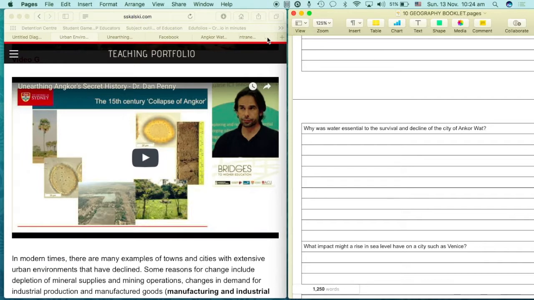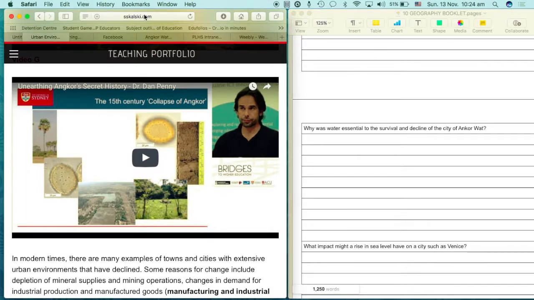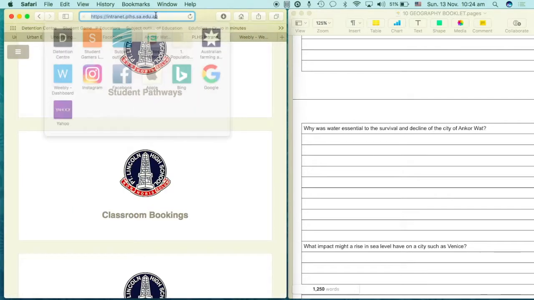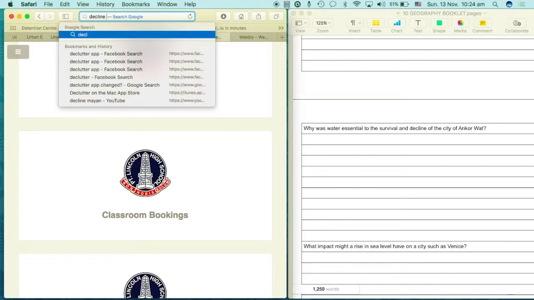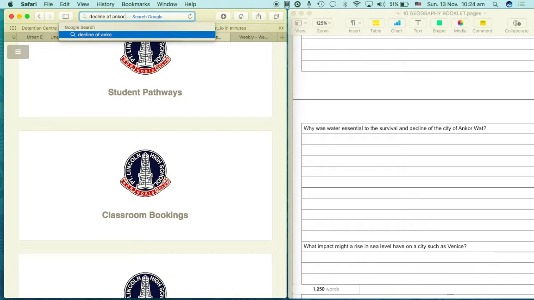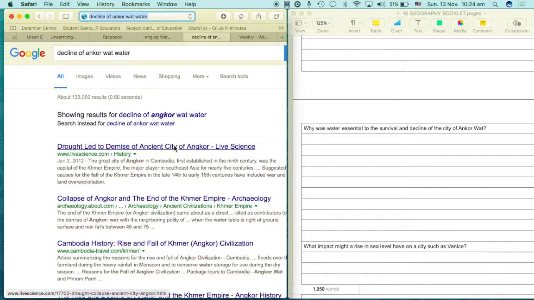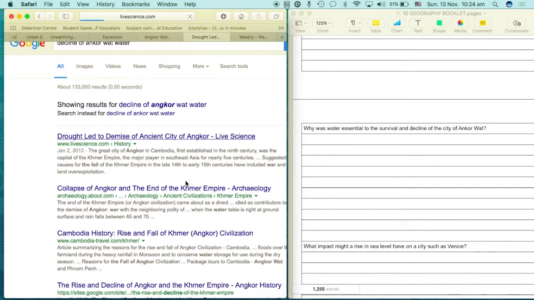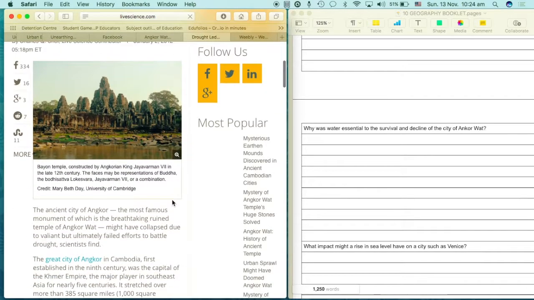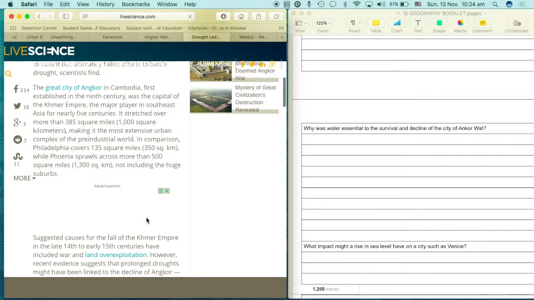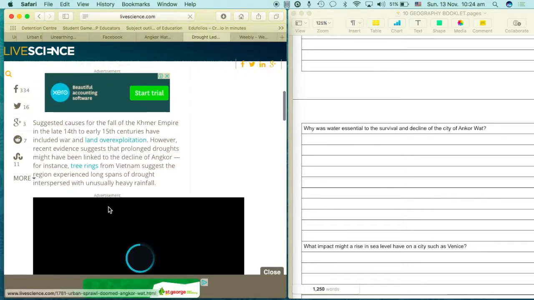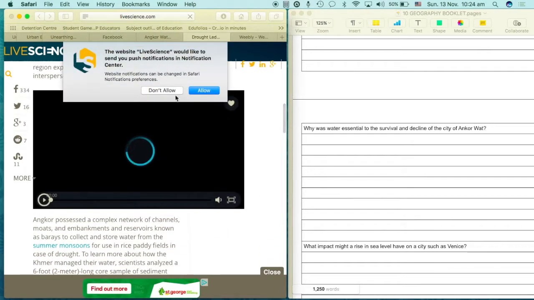Actually, let's just do a quick search now. Okay, so if we write decline of Angkor Wat, I'm just going to put the word water in the search as well. Okay, there's some suggestions there. Recent evidence suggests prolonged droughts.